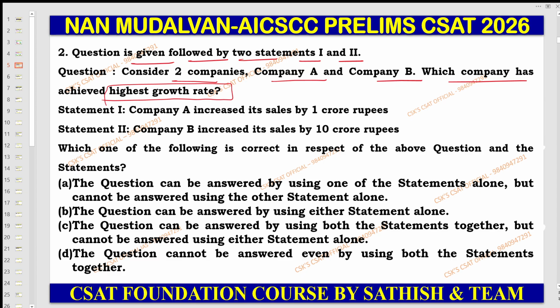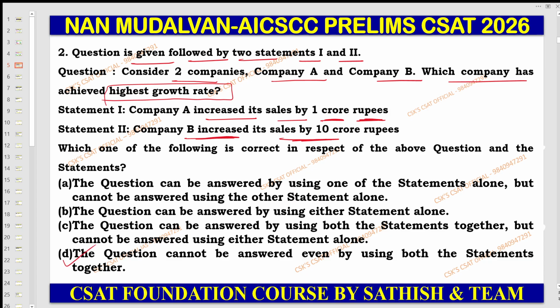Now try to understand. Company A increased its sale by 1 crore. What was the original or initial sale? You don't know that. If you do not know that, you can't see which company gives you the highest growth rate. So with statement 1, not possible. With statement number 2, also not possible to find out the growth rate. When you are not able to find out the growth rate, then it is quite difficult to compare which company gives you more. Therefore, both the statements here are not sufficient.